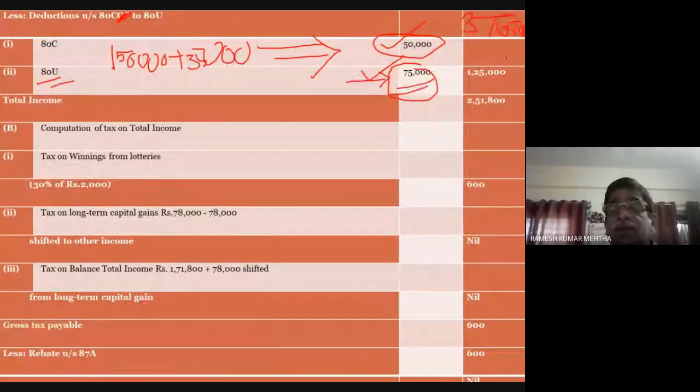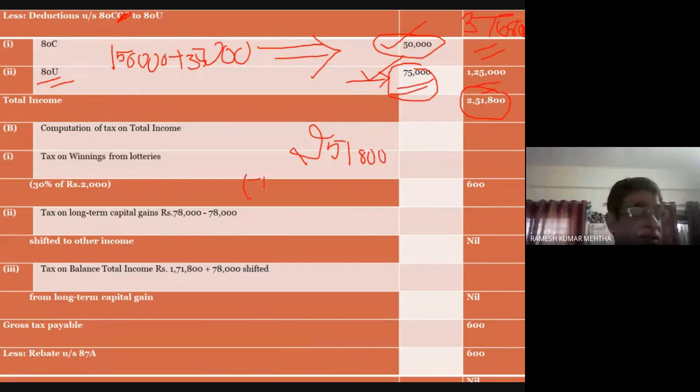After you deduct these two deductions, 1,25,000, from 3,76,800, the total income is 2,51,800. So you have to pay tax on that. Please remember, he has a lottery income of 2,000 rupees. On this, you have to pay a straight away tax of 30%. So after you have paid on this, the income will become 2,49,800.